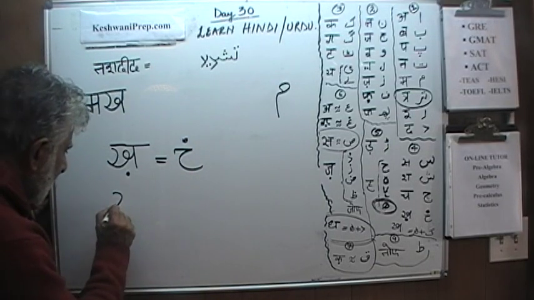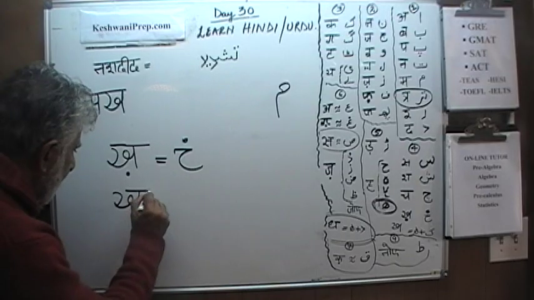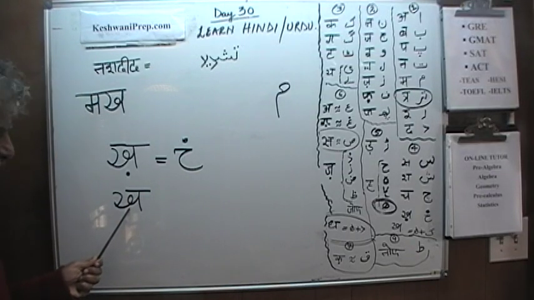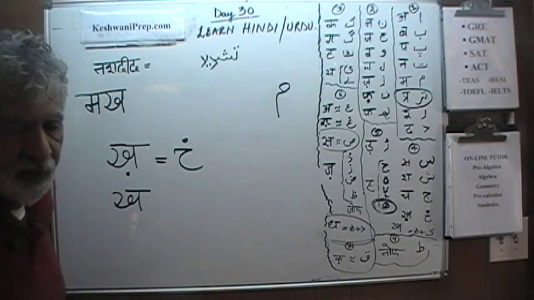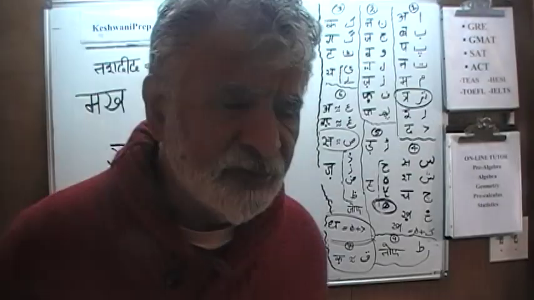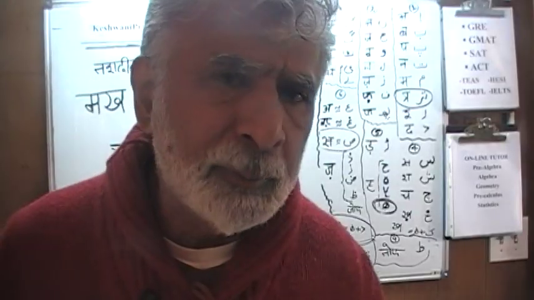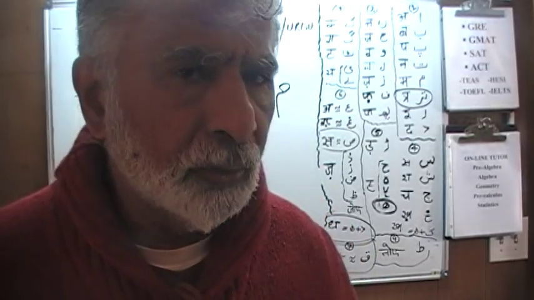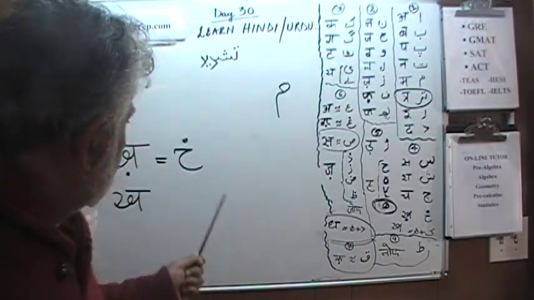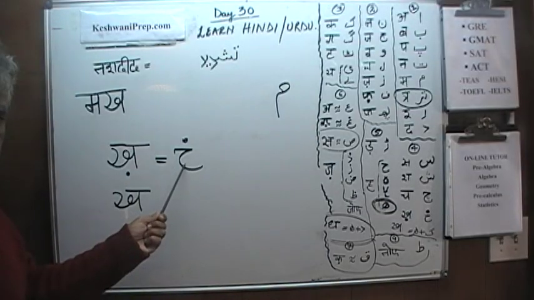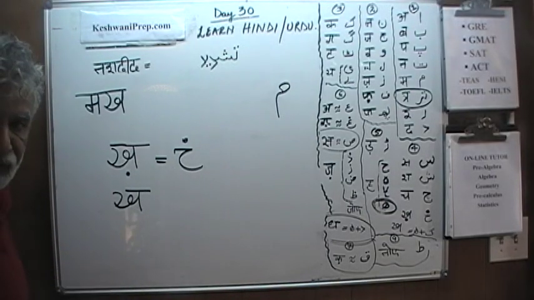Without the dot, the letter that appears, this K, does not exist in Hindi. Oh, sorry, this letter does not exist in Urdu. So how do we pronounce the sound of K in Urdu? There are two sounds of K. This is K also, but I'm talking about this sound. How do we pronounce this sound?